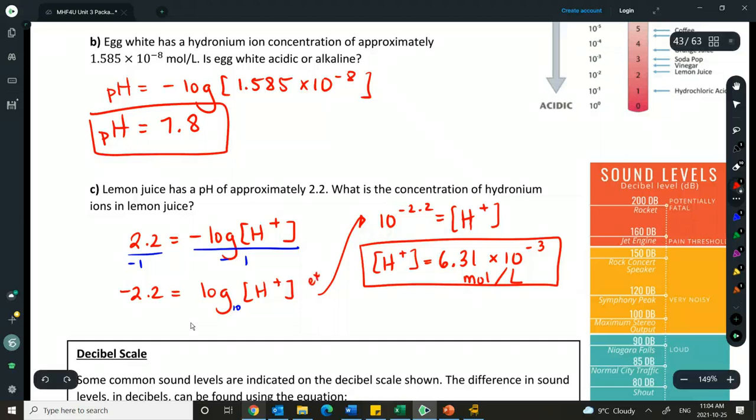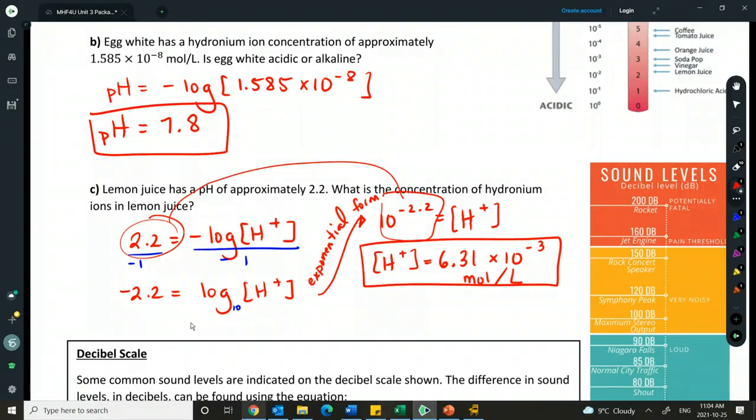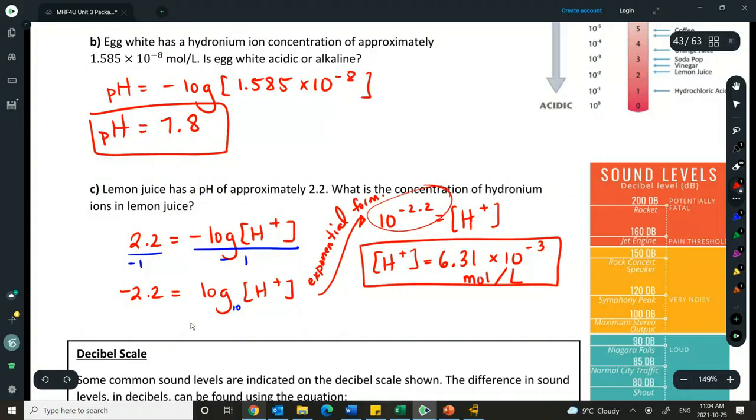Okay, so this is a flip into exponential form. If you understand the pH system, then you probably also understand that if the pH is 2.2, it means you have 10 to the -2.2 as your concentration of hydronium ions. So you could really just go right here.